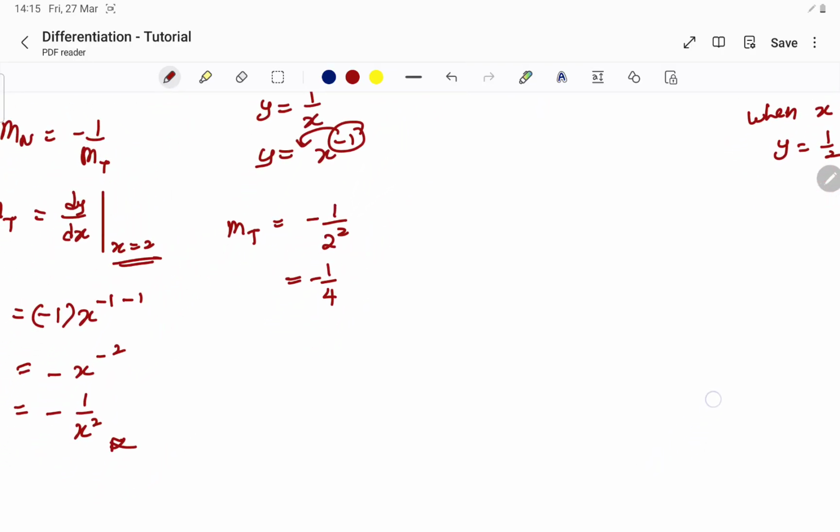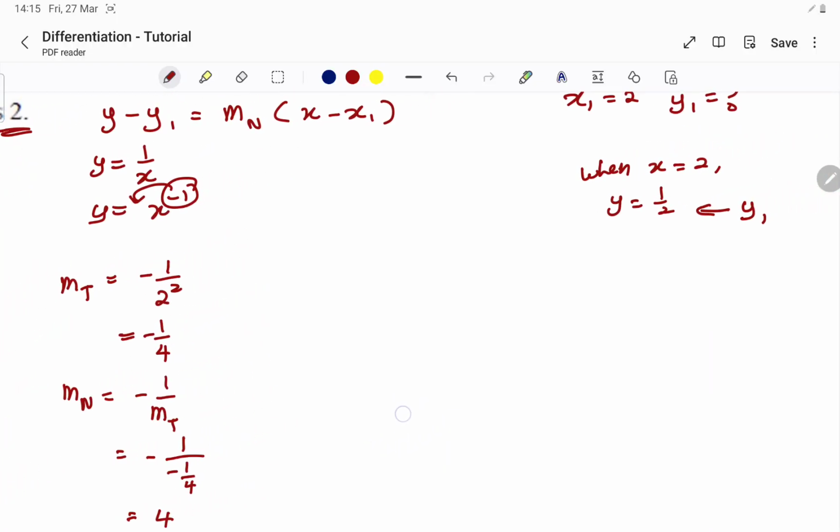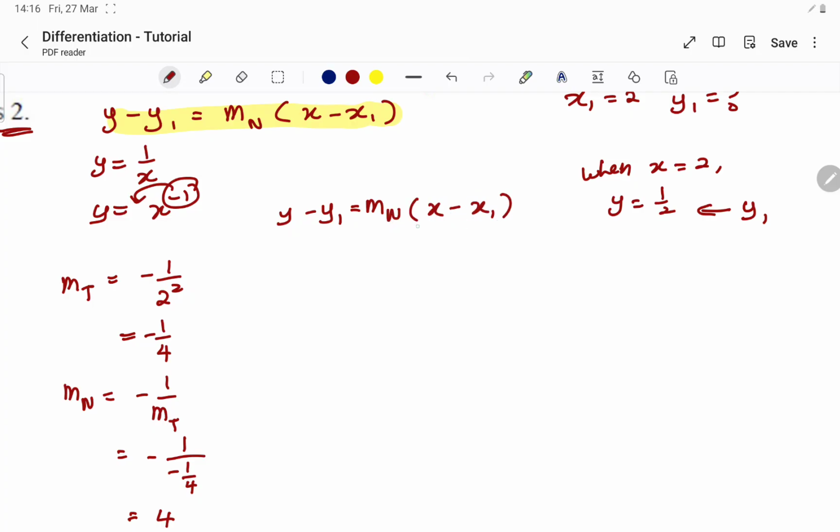Now you already have your mt, you have to find your mn. mn is equal to negative 1 over mt. So negative 1 divide with negative 1 over 4, you're gonna get mn equal to 4. Okay. And then here, you have mn, you have x1, you have y1. Substitute inside this formula, y minus y1 equal to mn times x minus x1. So y minus 1 over 2, equal to mn, we have 4, multiply with x minus 2.